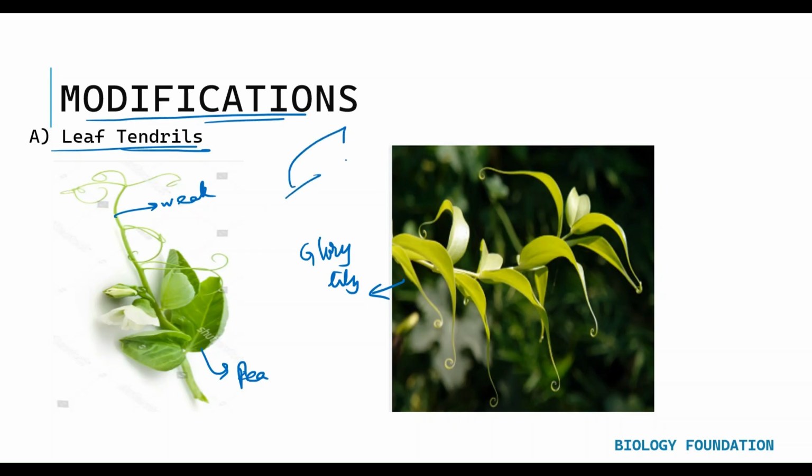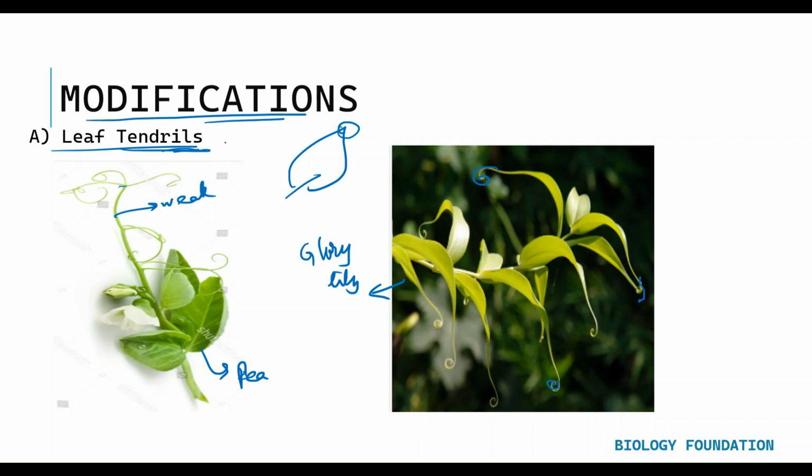We know the leaf apex, right? This is the apex. The leaf apex modifies into tendrils, and these tendrils, if you see here, the leaf apex is modified. It's getting modified into tendril. So what do these tendrils do? They take support from other plants and help the plants to grow, to climb.